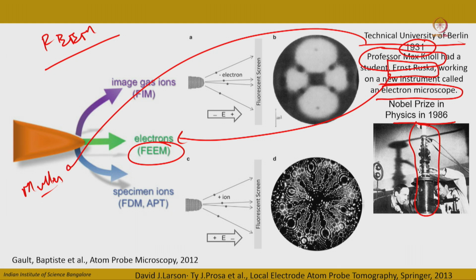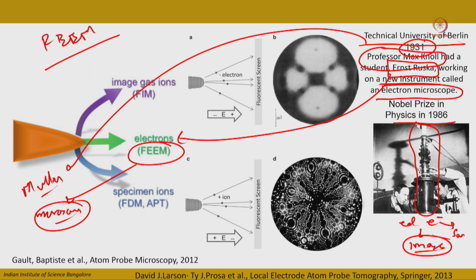In the same university Mueller was working on this FEM microscope. The only difference is that Mueller was using the FEM technique for microscopy, but here Ernst Ruska used electrons to create images by interacting them with the samples. So this was the difference between the two, who were working together at the same time, during the 1930s.